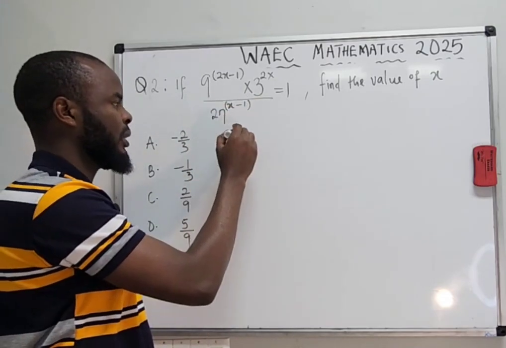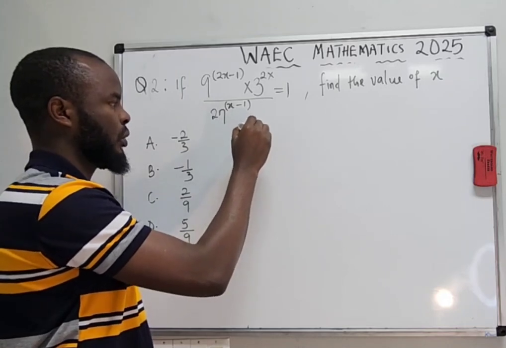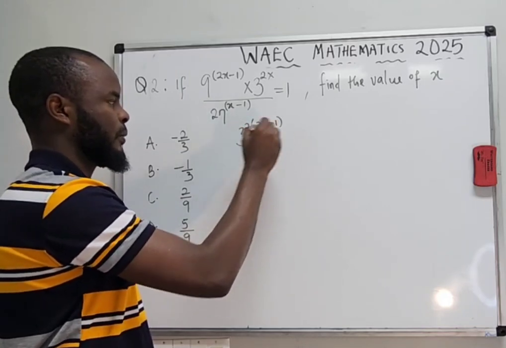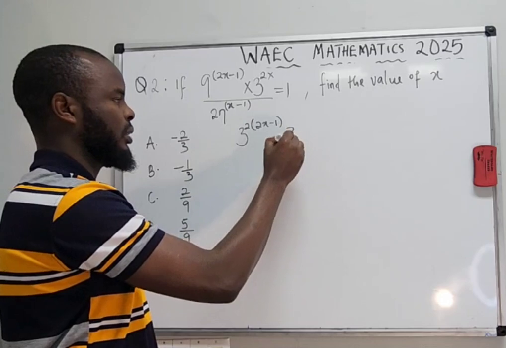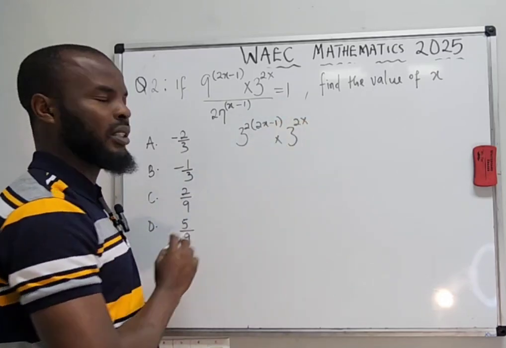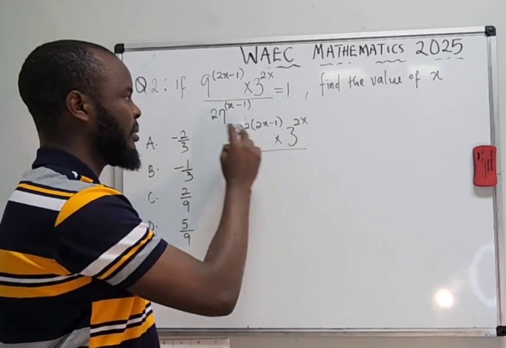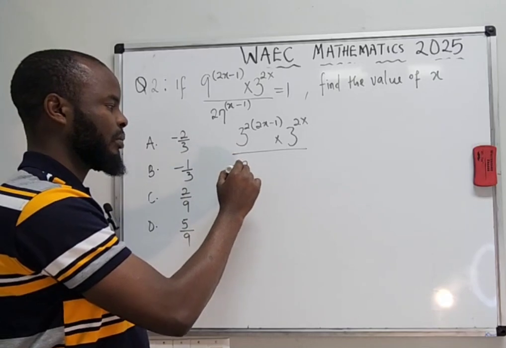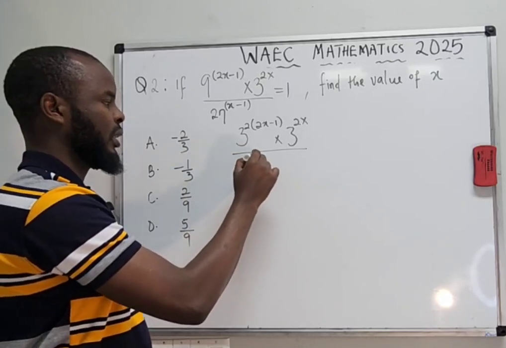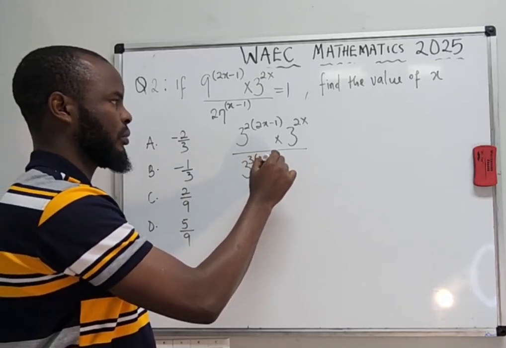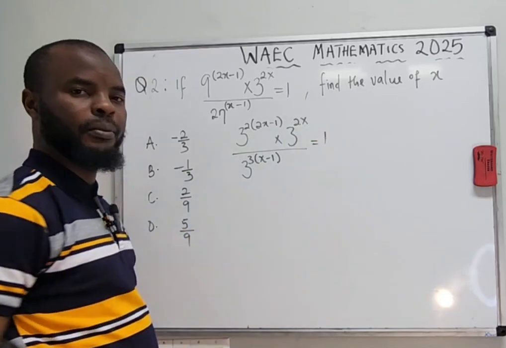Now, 9 is going to be 3 to the power of 2, 2x minus 1, multiplying by 3 to the power of 2x, which is the numerator, divided by the denominator. 27 is going to be 3 to the power of 3, x minus 1 equals to 1.